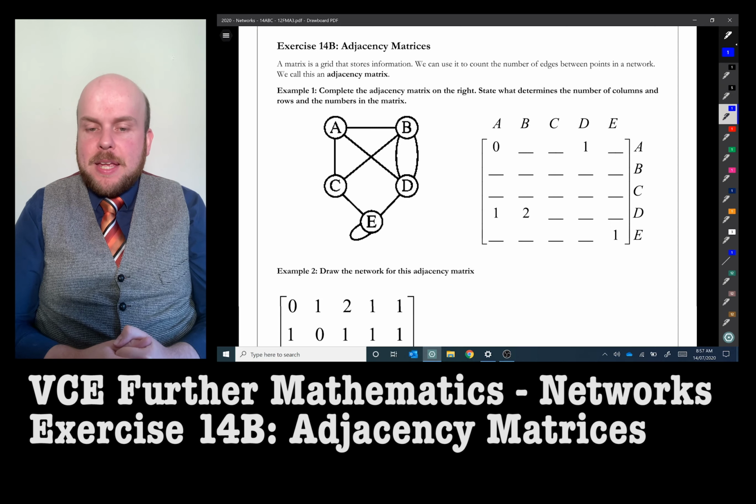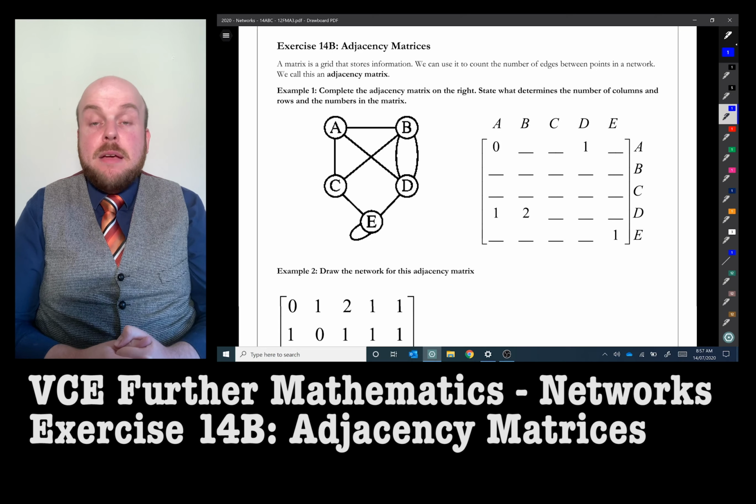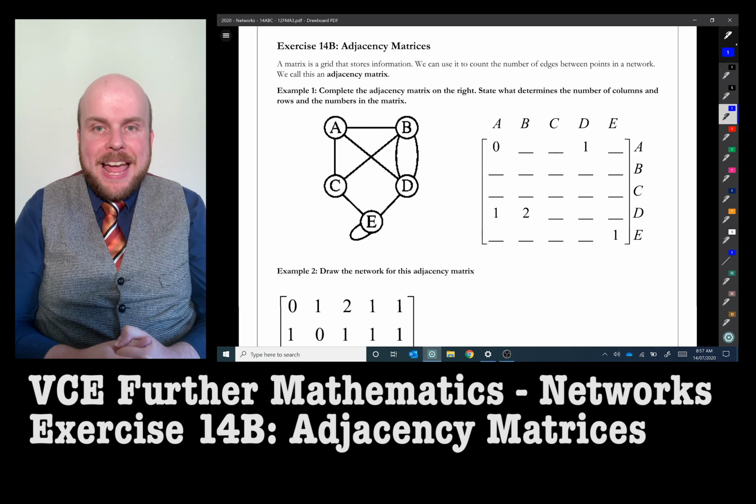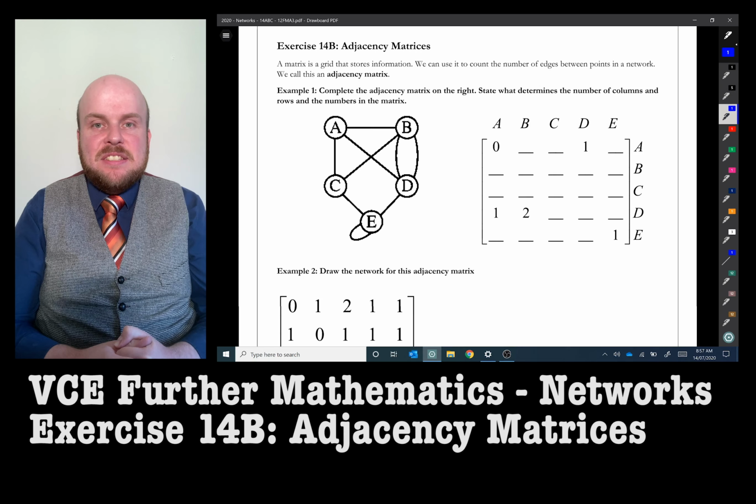The fact that at the top there has A, B, C, D, E, and on the right-hand side says A, B, D, C, E, means I can read this like a map. What it's suggesting is that we are trying to count lines from A to A, from A to B, from A to C, and so on. So that first top left corner says from A to A is 0. That means there are no lines, that's because there are no loops at A. Whereas from E to E, that's a 1, because there is a loop from E to E.